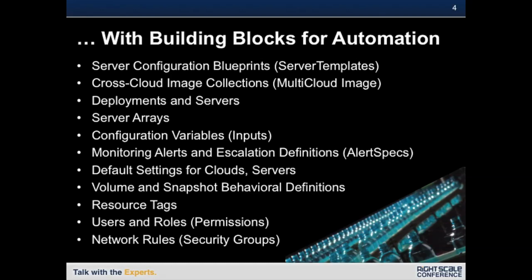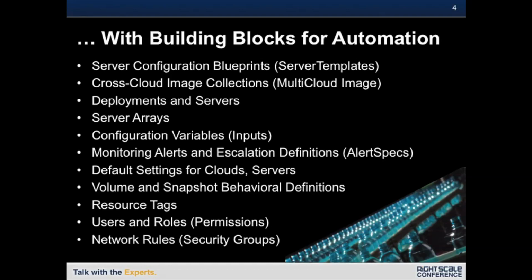And it goes on. We have default settings for clouds. We have volume and snapshot behavioral definitions to define when you want to take snapshots on volumes and how you rotate the old snapshots, so you don't have just a ton of snapshots lying around. Resource tagging: we can tag resources and query them so that you can say, okay, I want to get all the app servers in this deployment and do something with them.